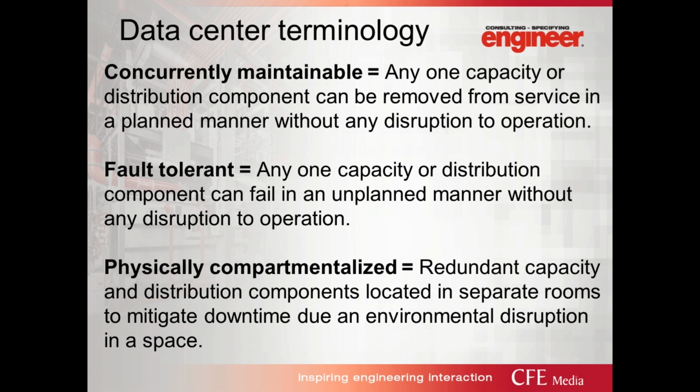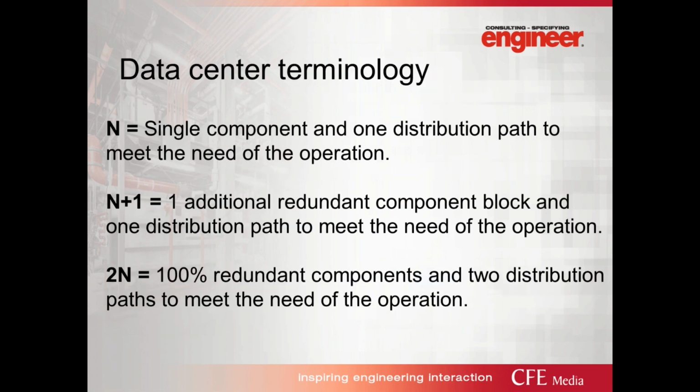Fault tolerance is for an unplanned manner, whether you have a brownout, blackout, or something, being able to immediately recover automatically from that. And physical compartmentalization is obviously having physically isolated capacity components such that the environment doesn't disrupt any redundancy. And N+1, 2N. These are the things that we talk about when we want to define our OPR.